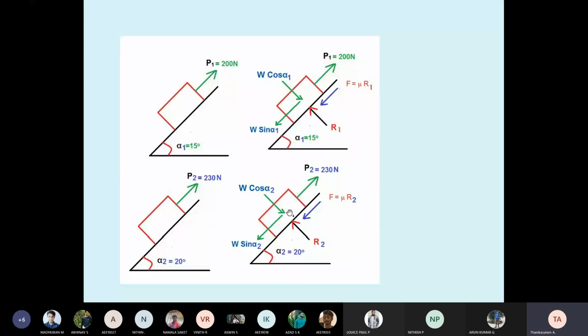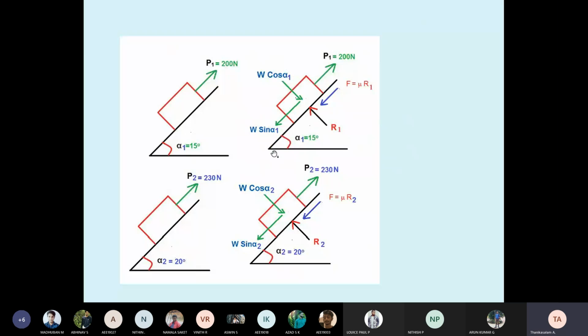See, the same weight. Don't take W1, W2, because that would mean two different bodies. It is not two different bodies. Same body, only the angle and applied force are different. Therefore the friction differs. Therefore W cos alpha, W sin alpha. Why? The block is inclined. Students, for any inclined block, the x axis and y axis are drawn parallel to the plane. Therefore W cos alpha and W sin alpha act downward, that is the minus x direction. Then the reaction is upward.